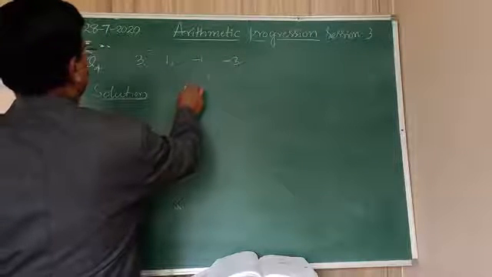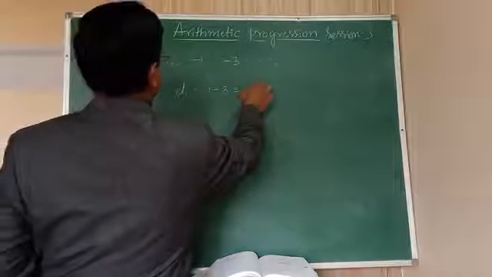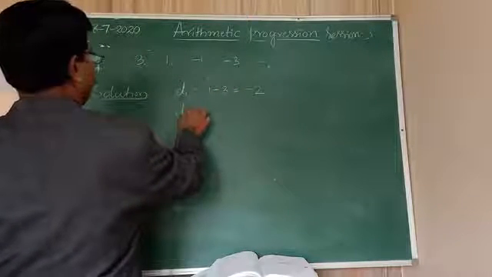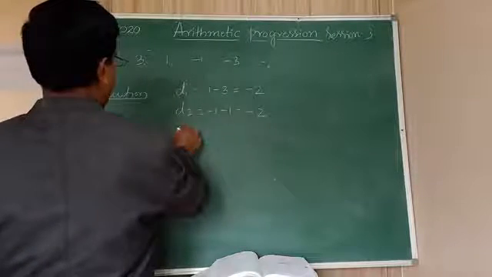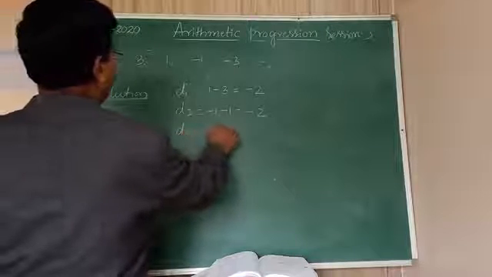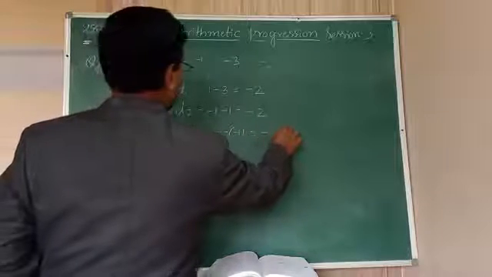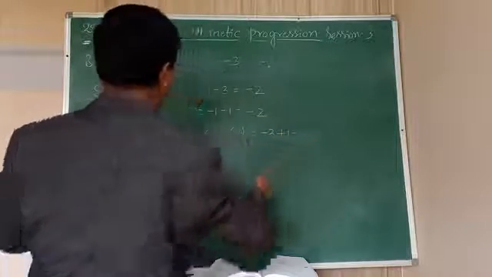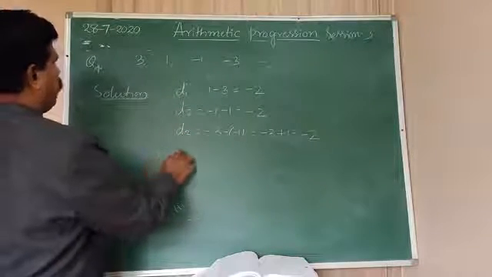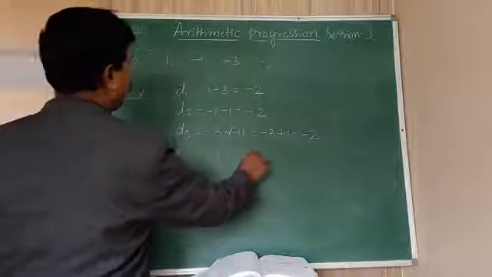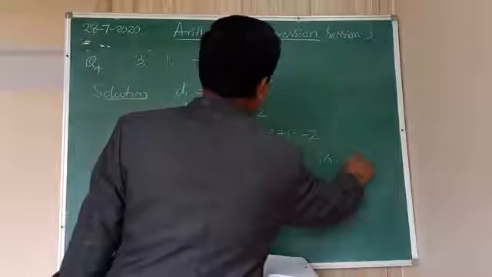Now, here D1 equals 1 minus 3, which is minus 2. Then D2 equals minus 1 minus 1, which is minus 2. D3 is minus 3 minus of minus 1, that is equal to minus 3 plus 1 equals minus 2. So here the common difference is the same. Therefore 3, 1, minus 1, minus 3, and so on, is an AP.